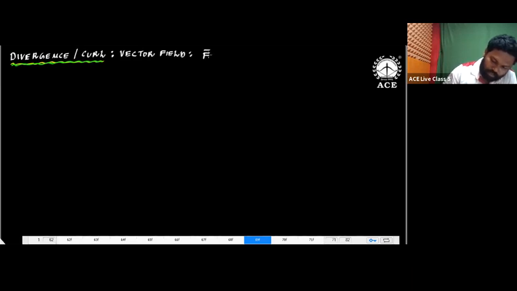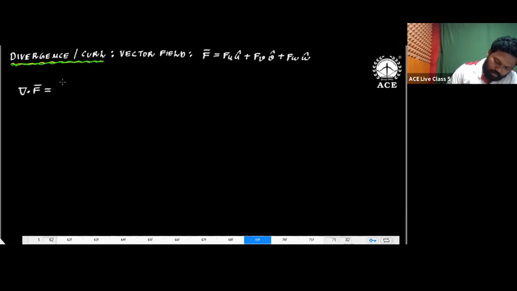Vector field, I will take the standard form. F is equal to fu u cap plus fv v cap plus fw w cap. Clear? So the standard form for the vector field looks like this.